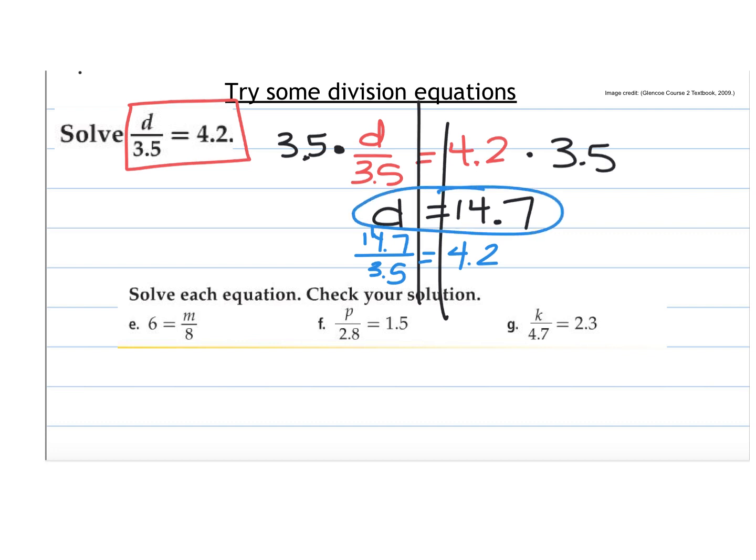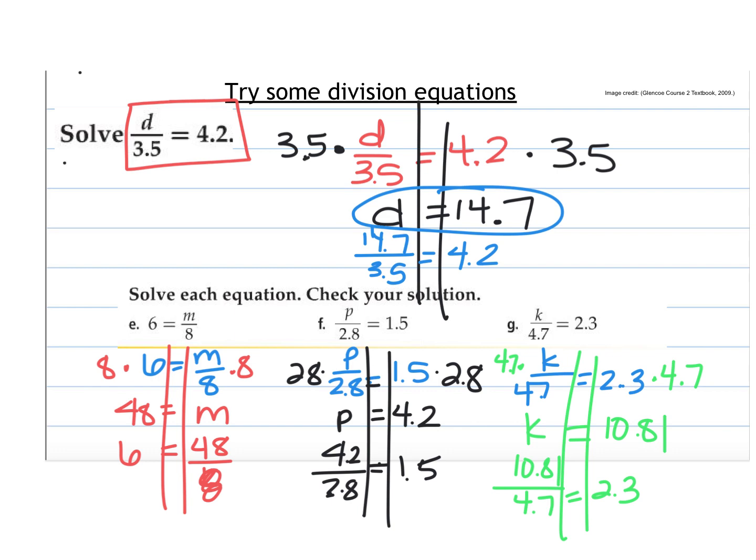I would like you to pause the video and try these 3 in your notebook and then come back and check your work. Alrighty, so here's my work. So for letter E, we can see that M is being divided by 8, so I multiplied both sides by 8, and then 6 times 8 is 48.